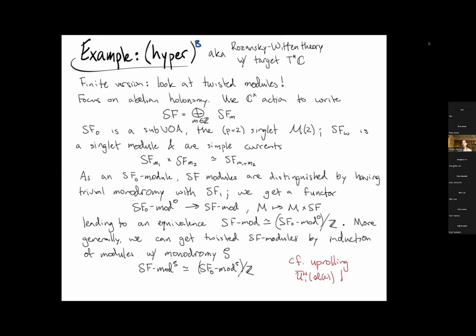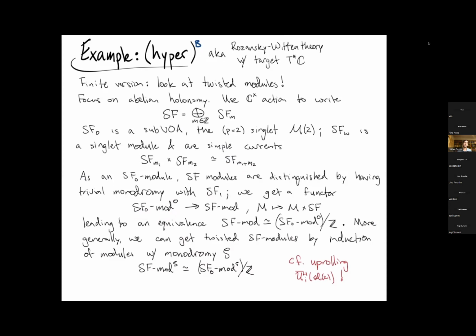symplectic fermion VOA. And the form of it is the exact same as what we saw with the unrolled quantum group. We take our module M for the singlet and tensor it with the symplectic fermion VOA, this infinite sum. And the resulting thing will be a symplectic fermion VOA module. And in this way, we get an equivalence of categories between the de-equivariantization of this trivial monodromy subcategory by fusion with these simple currents in exactly the same way as what we saw before.